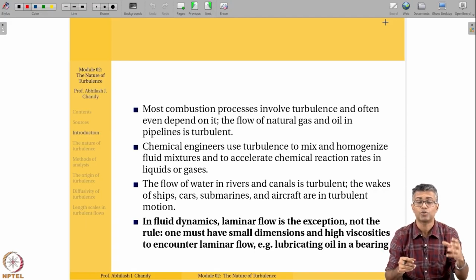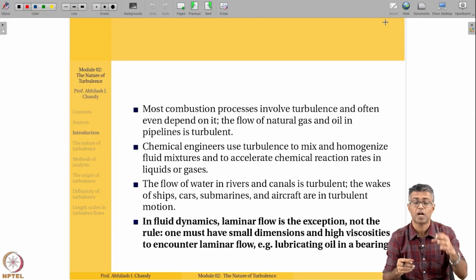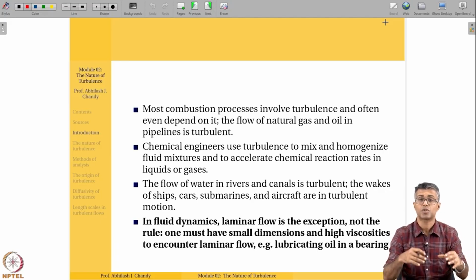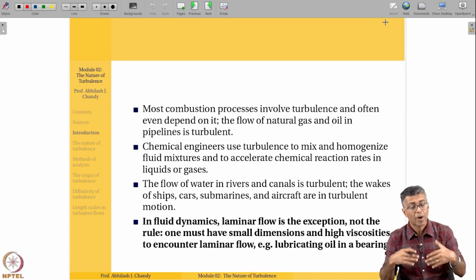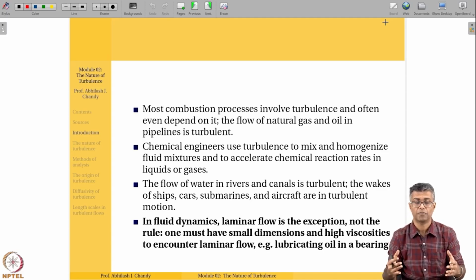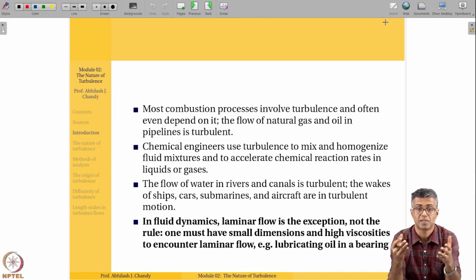Stresses that are created due to the turbulent flow will determine how you design the pipeline. If it was laminar, the stresses on the pipeline would be much lesser. But because they are turbulent, the stresses on the surface of the pipe are going to be very high, in which case you have to design the pipe to be strong enough. Right? So these have implications on the design of the pipeline.